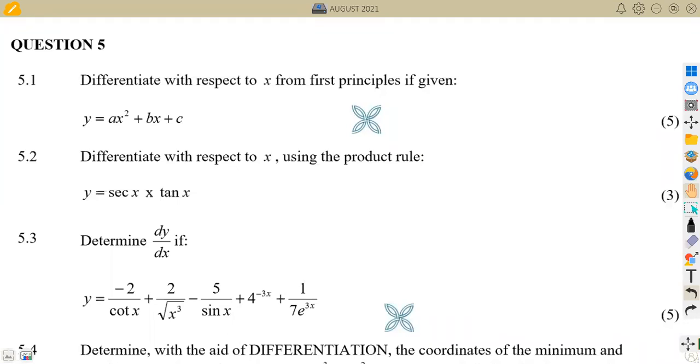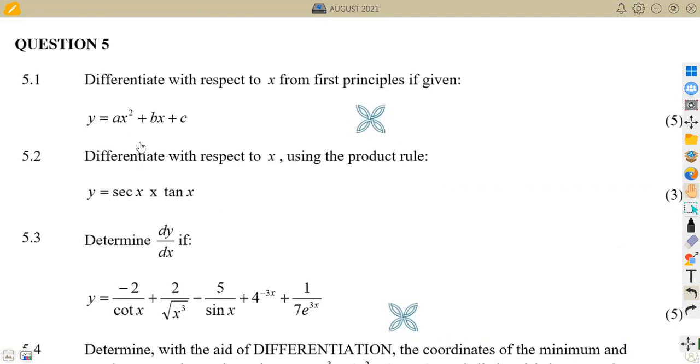And on this platform, we shall be focusing on differentiation. We've got some areas that we are given from this question paper. Question number 5 from the question paper of August 2021. Okay, so not wasting much time, guys. 5.1, we are asked to differentiate with respect to x from first principles, given y is equal to ax squared plus bx plus c. That's 5 marks for that.